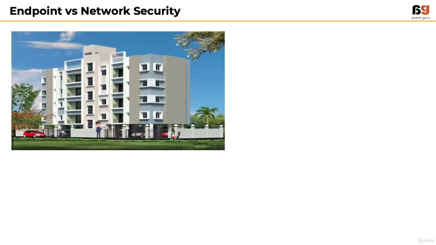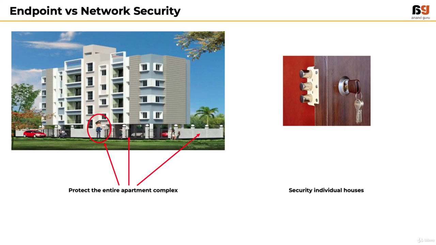Consider an apartment complex. The security will be implemented in several ways. We have the security guard, gates, and compound wall, which will protect the entire apartment complex, and then we have locks to secure all the individual houses. Here, the security guard, gates, and wall can be compared to network security, and the security for individual houses can be considered as endpoint security. Note that endpoint security is also referred to as host security. Okay, back to our story.